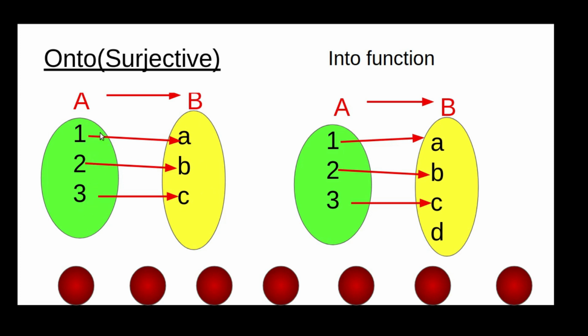1 is mapped to a. Image of 1 is a. Pre-image of a is 1. Pre-image of b is 2. Pre-image of c is 3.